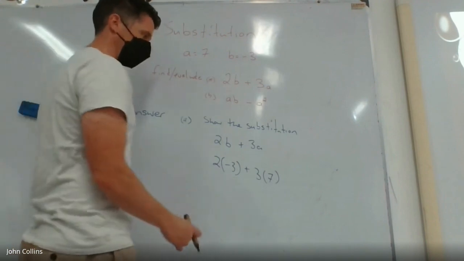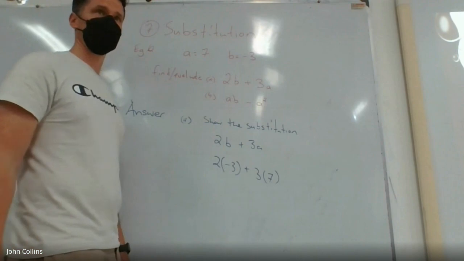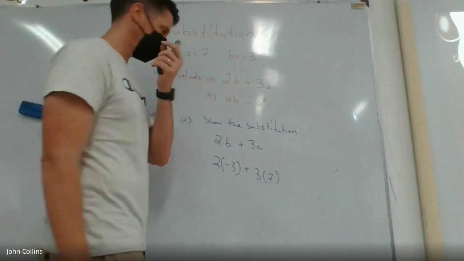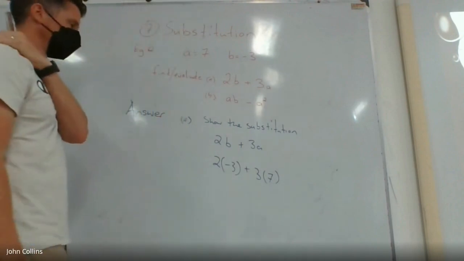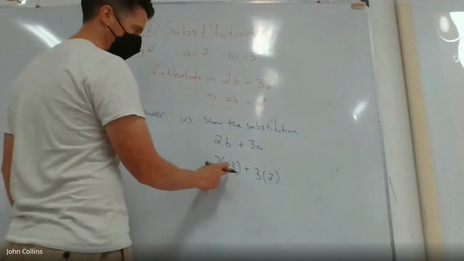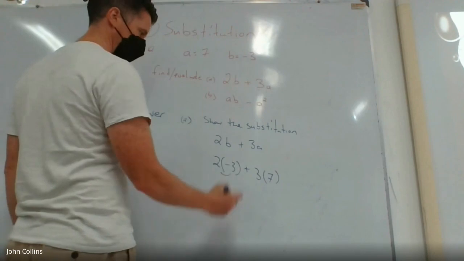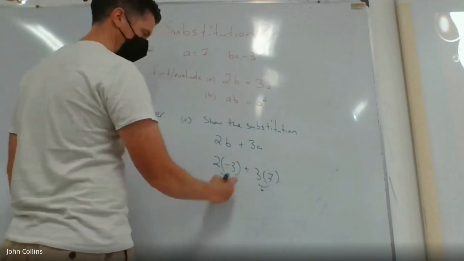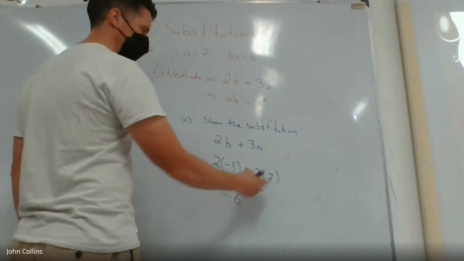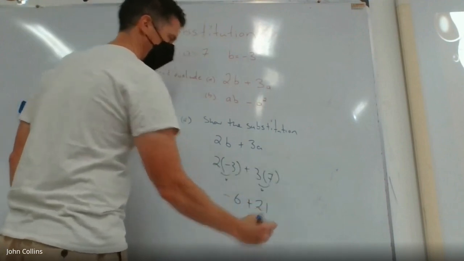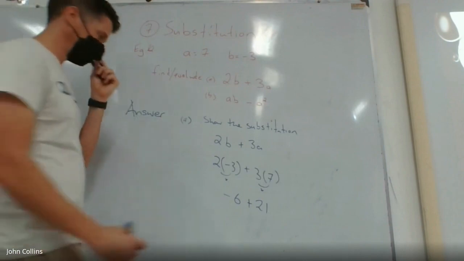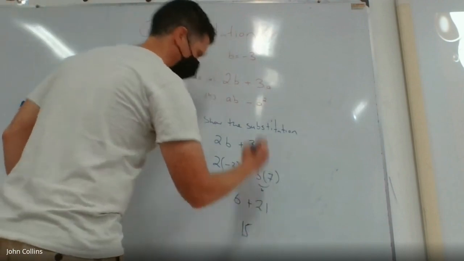I can figure this out then. Did anyone figure out the answer yet? Oliver, what'd you get? 15. 2 times -3. So remember, brackets means multiply. 2 multiplied by -3, 3 multiplied by 7. That gives -6. 3 times 7 is 21. 21 take away 6 or minus 6 add 21, they both give the same answer, and that's positive 15.